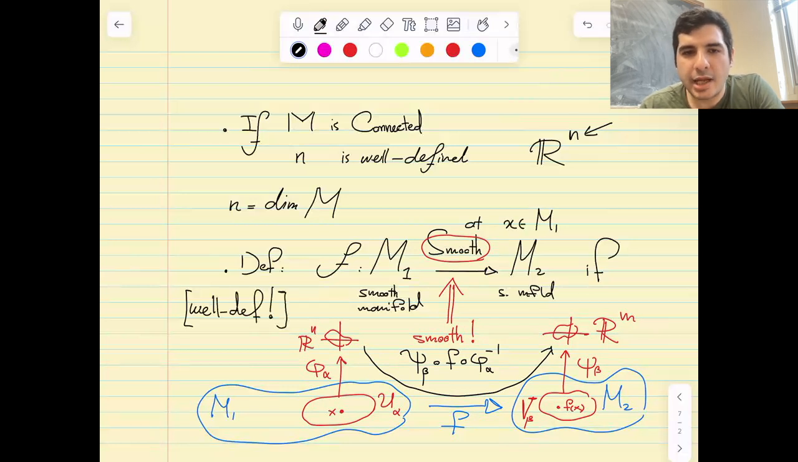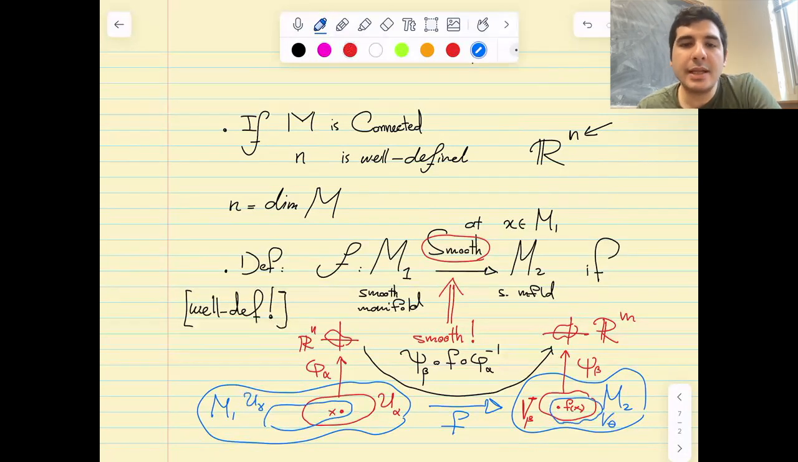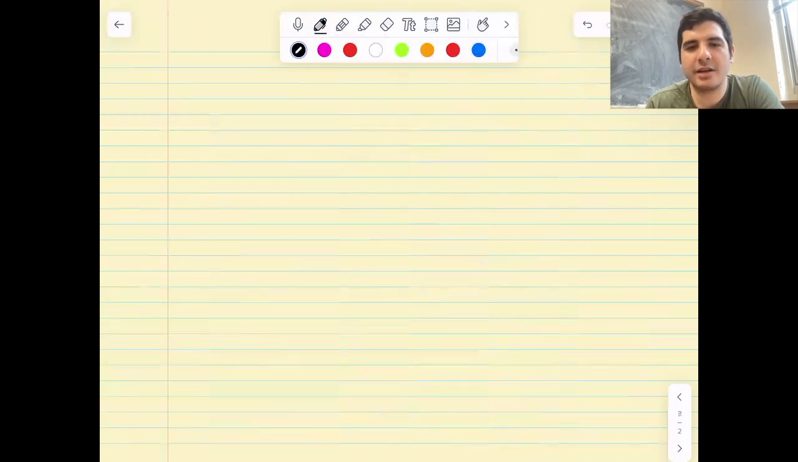Around x, one could, instead of U alpha, take another open subset covering x. It's not unique. It could be that we have U gamma and some other phi gamma, or around F of x, one could take another open subset V theta in the atlas. The compatibility condition we had in the definition of smoothness of the manifold means it doesn't matter which choice you pick. It's well defined. If you check this with respect to one covering, it would be correct with respect to any other.